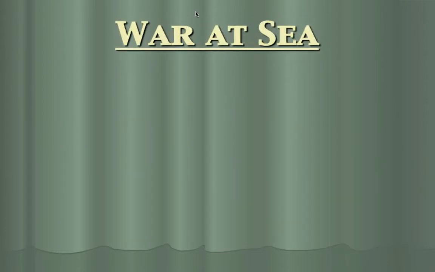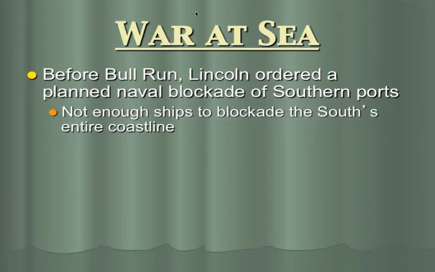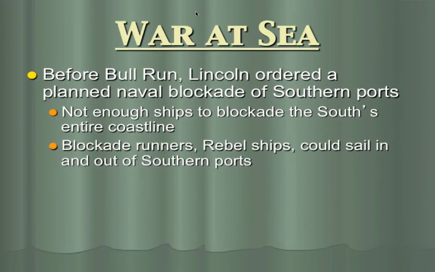Now let's move into March 8th and 9th. And we have to look at another aspect. We've talked about the East, we've talked about the West. Now we need to look at the sea. Because remember, part of Lincoln's plan was to blockade the South and prevent supplies from getting in and out of the South. Now, Lincoln had ordered that, but we just simply did not have enough ships to completely do that. So there were blockade runners or rebel ships that were sailing in and out of southern ports.